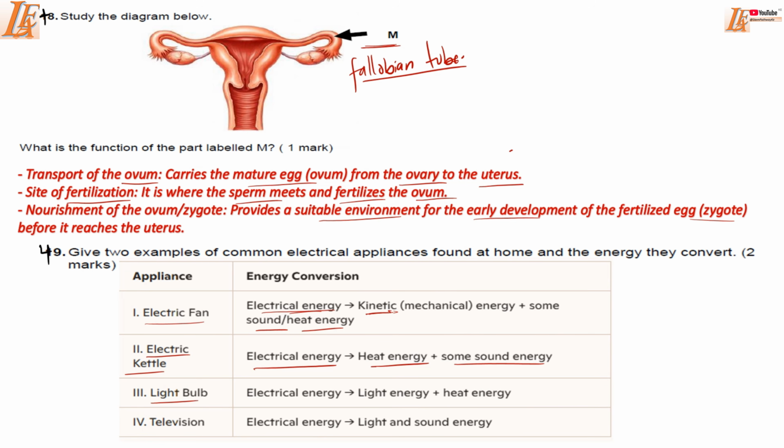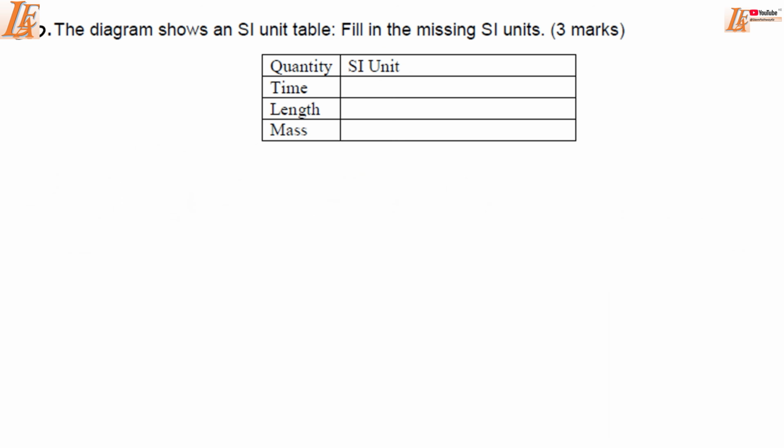Another one is a light bulb. This one converts electrical energy to light energy and sometimes heat energy. Then 4, we have a television, which converts electrical energy to light energy and sound energy.